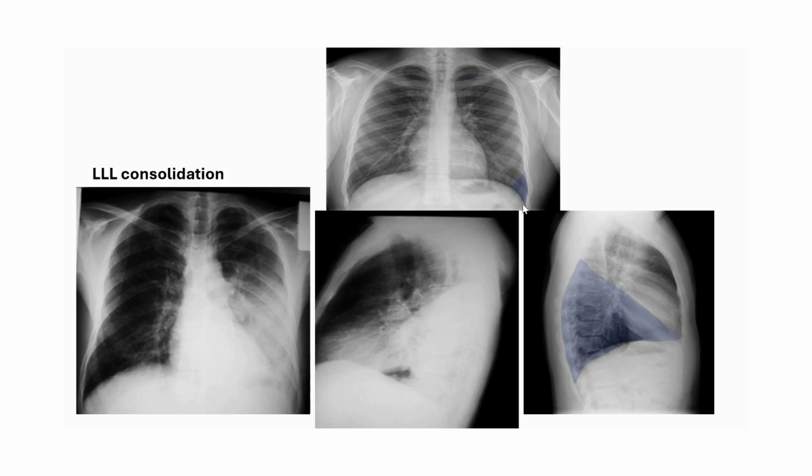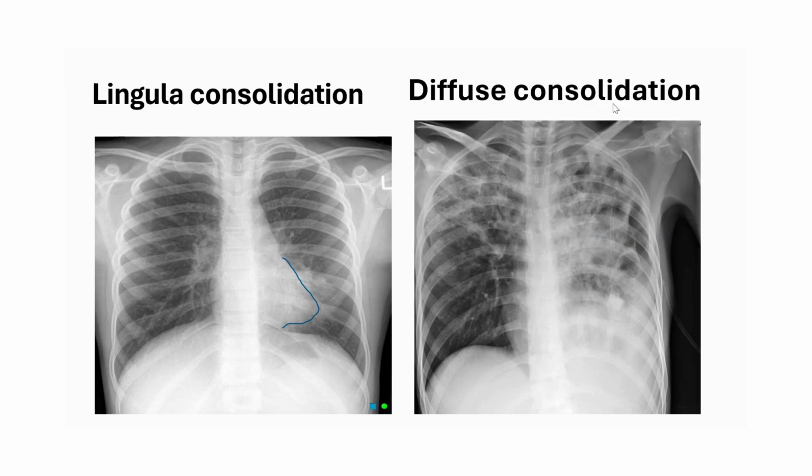Now left lower lobe consolidation. As on the right side, the lower lobe is posterior on the left side also, so it can cause obscuration of the hemidiaphragm. In this image we can see the opacity in the left lung field with obscuration of the hemidiaphragm, and in the lateral film it is lined by this oblique fissure, and this is the area of left lower lobe consolidation. These are all about the lower lobe consolidation.